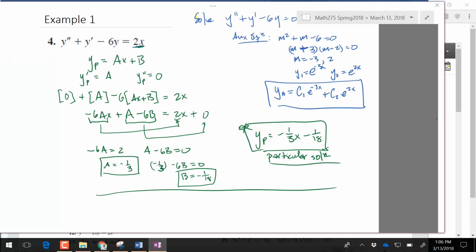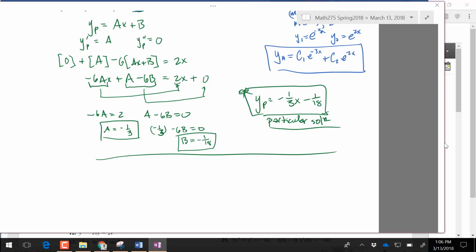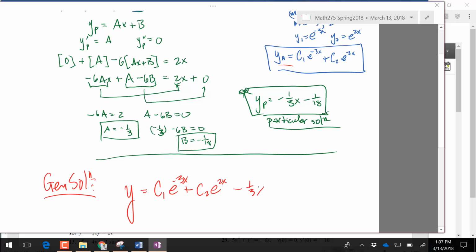And the general solution, remember, this is a second order differential equation. It should have a 2-parameter family, and we'll get that from the homogeneous part. So the general solution is going to be y is equal to c1 e to the minus 3x plus c2 e to the 2x minus 1/3 x minus 1/18. And what you can do is check this by taking the derivative a couple of times and plugging it back into the original differential equation.